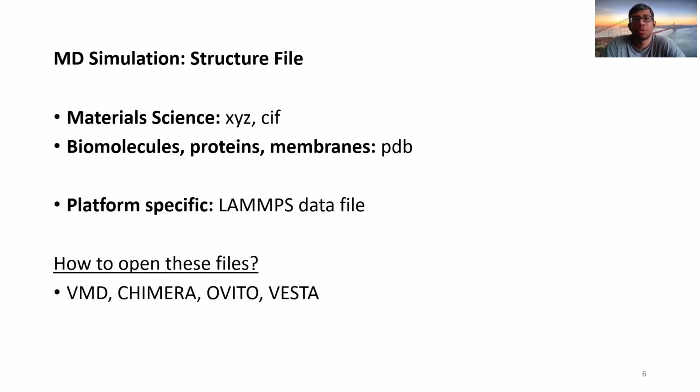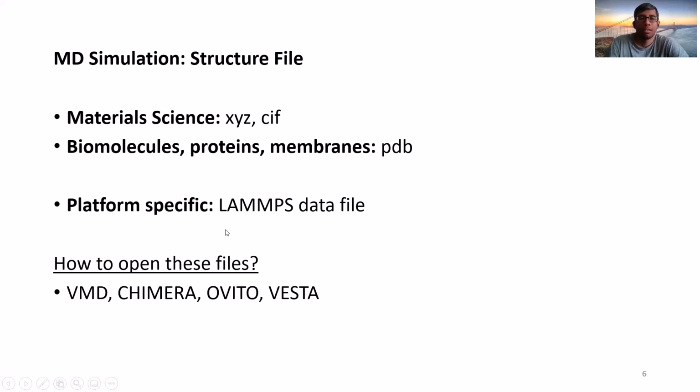So when it comes to a structure file, the ending or the naming of these structure files differs based on what they are related to. For example, in material science, the most used files are with endings like XYZ or CIF, crystallographic information file. And if it is biomolecules, proteins, or membranes, you're probably going to start with a PDB file, a Protein Data Bank file, that contains the coordinates and the secondary structure information of the structure.